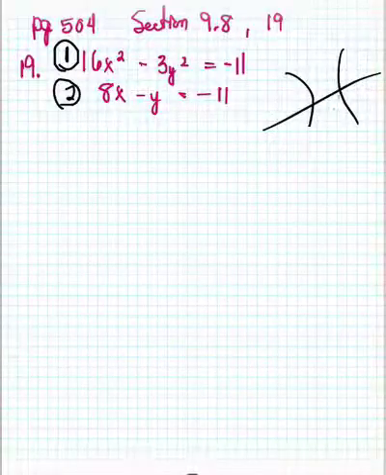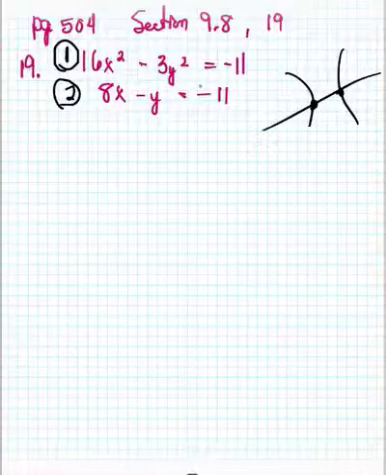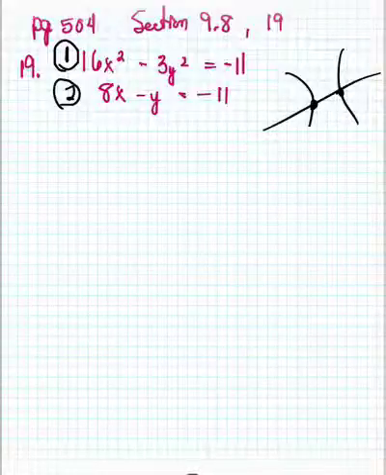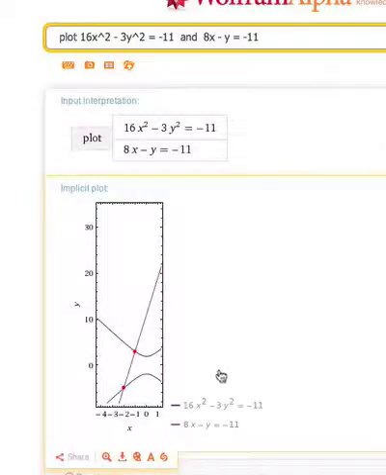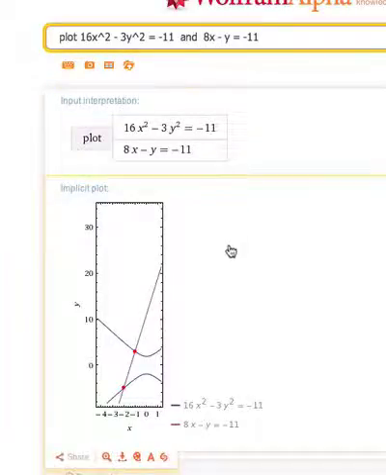So a line going through the hyperbola could be something like this, where I have 2 points of intersection, and as a matter of fact, it is. I went to Wolfram Alpha. Here is the plot of 16x squared minus 3y squared equals negative 11 and 8x minus y equals negative 11. If I hover over that point, that's one of the points of intersection: negative 2, negative 5, and there is the other point, negative 1, 3.